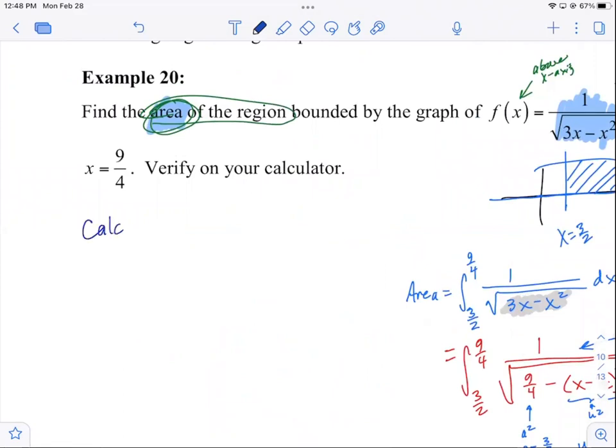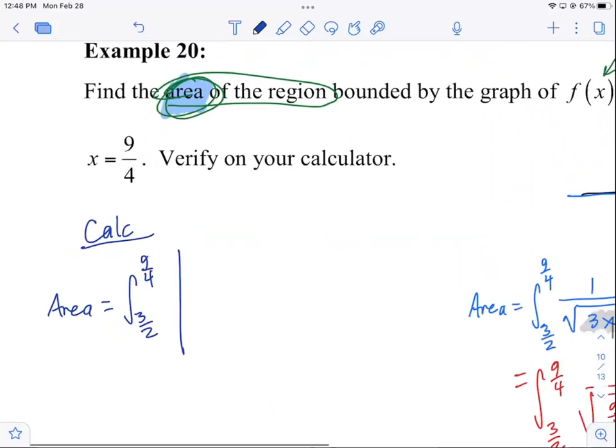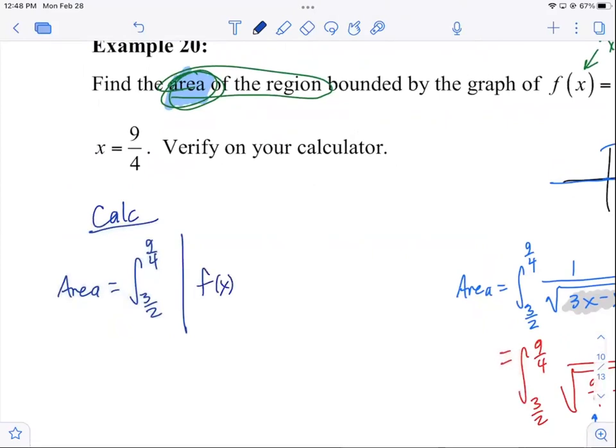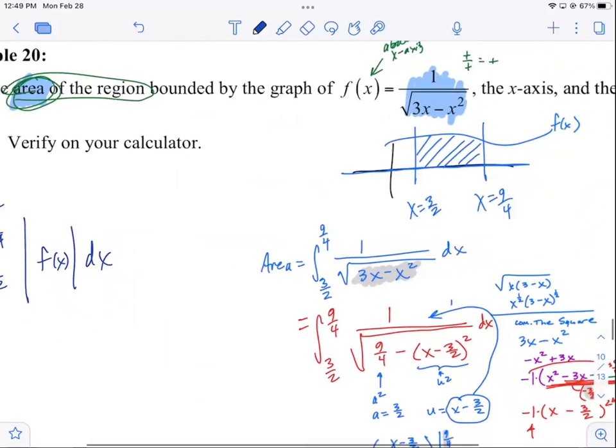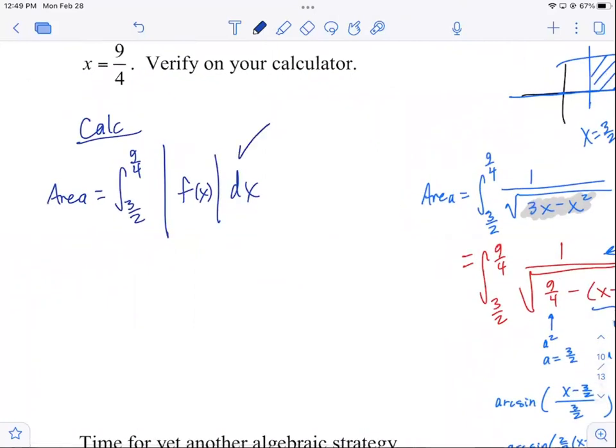If this is strictly a calculator problem, then here's all we're doing. We're saying the area is the integral from 3/2 to 9/4 of the absolute value of f of x dx. That's how we set it up. We put the absolute values, which nukes it. We don't even care if it's already positive. No harm, no foul if it's already positive. And we write f of x because that's its name. It saves a little bit of time.